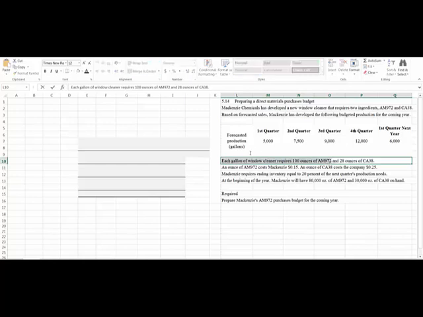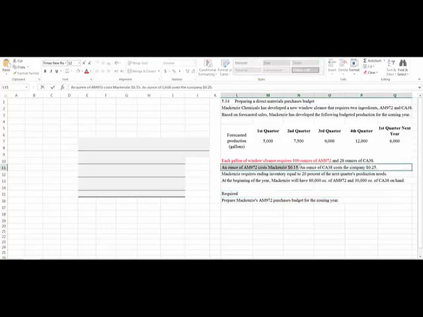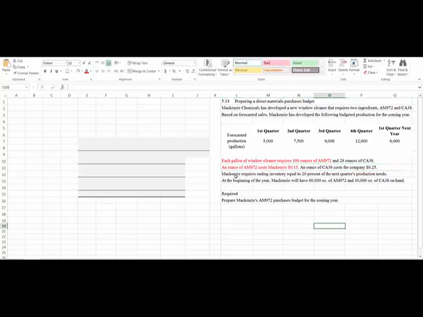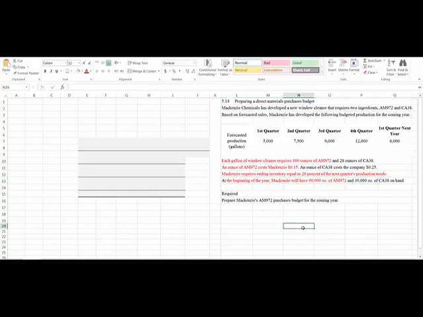Alright, so each gallon of window cleaner requires 100 ounces of AM972. The other thing they tell us here, an ounce of AM972 costs 15 cents. Also, McKenzie requires ending inventory equal to 20% of the next quarter's production needs. And finally, their beginning inventory is going to be 80,000 ounces of AM972.